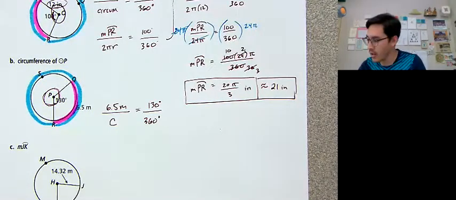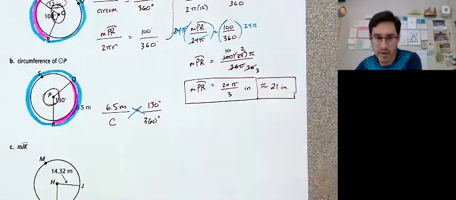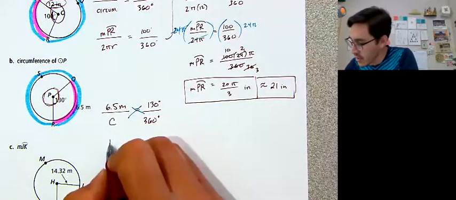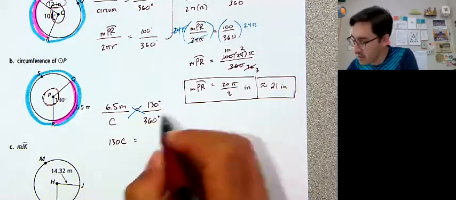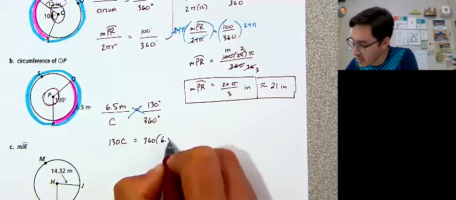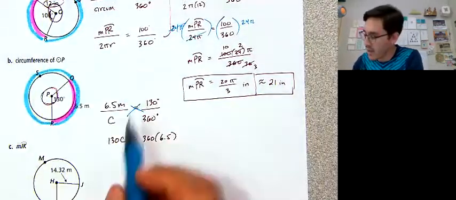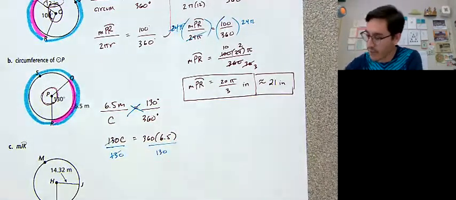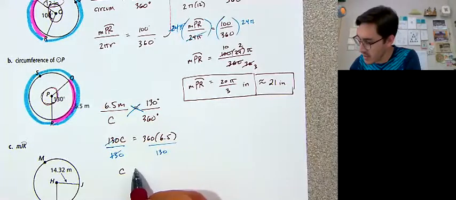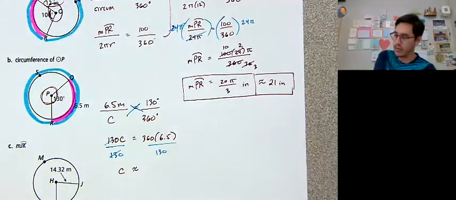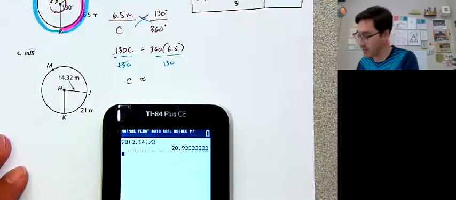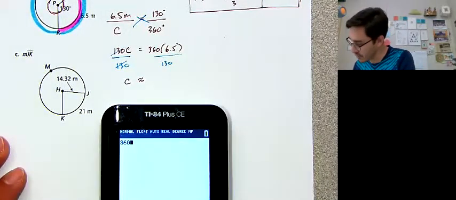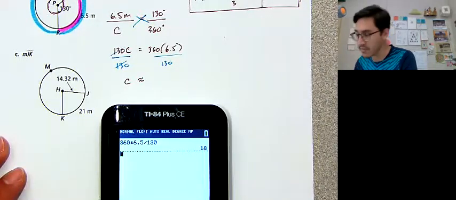This seems rather straightforward. I think we're just going to cross multiply. So that's 130C equals 360 times 6.5. Let's just divide by 130 now, and we get C. Use our calculator to estimate this. 360 times 6.5 divided by 130, 18.